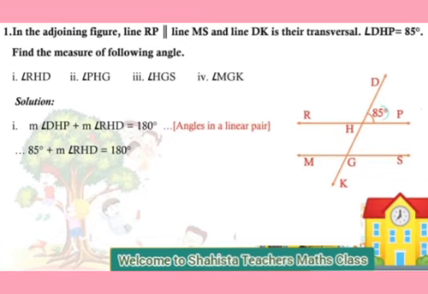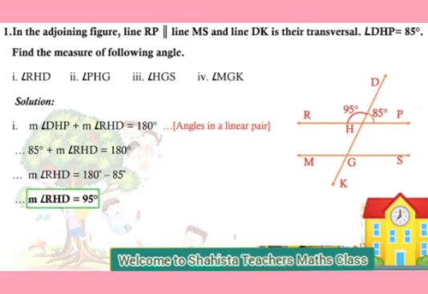Now this RHD, we will keep on the left hand side, and 85 will move from left to right. Why? Because we don't know the value of RHD. We are finding the value of RHD. So the measure of angle RHD is equal to 180 degrees minus 85 degrees. After subtracting, we will get 95 degrees. Measure of angle RHD is equal to 95 degrees. Is that clear? So the value of RHD is equal to 95 degrees.